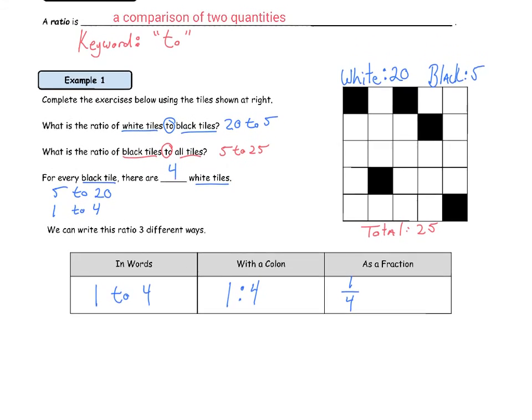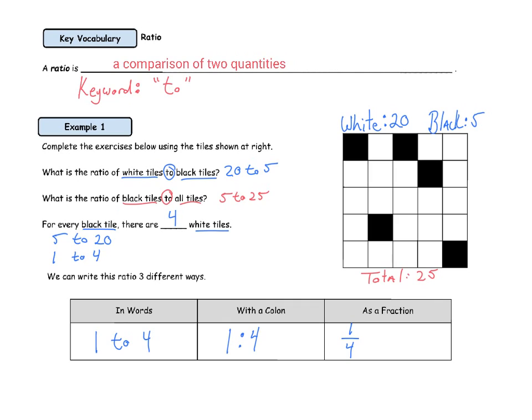Now what I'd like to do is move back up to those two questions in example number 1. I'd like to simplify those two ratios by using the idea of common factors. The first question says, what is the ratio of white tiles to black tiles? And we ended up getting a ratio of 20 to 5. We can simplify that using a common factor of 5. So if I divide both the 20 and the 5 by our common factor of 5, I end up getting a ratio of 4 to 1.